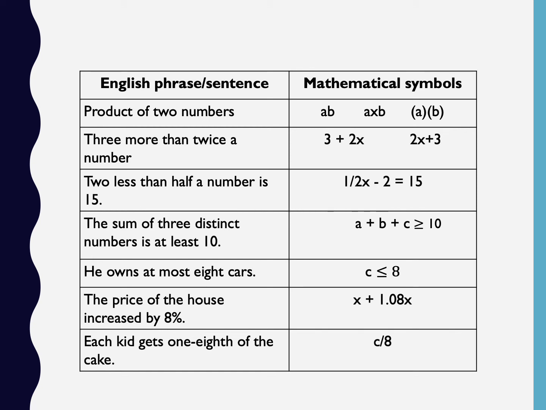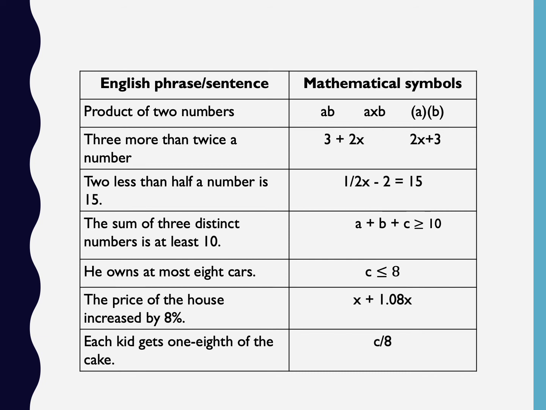15. Now, a common misconception here is that when you say 2 less than half a number, some of the students will write it as 2 minus 1/2 x. But since this is subtraction, and subtraction is not commutative, when you say the phrase or the term less than, the number before the words less than should be the one being subtracted from the other number.